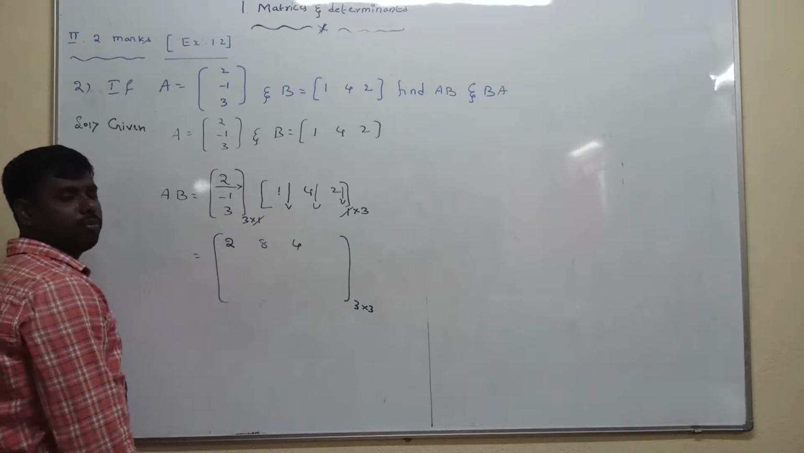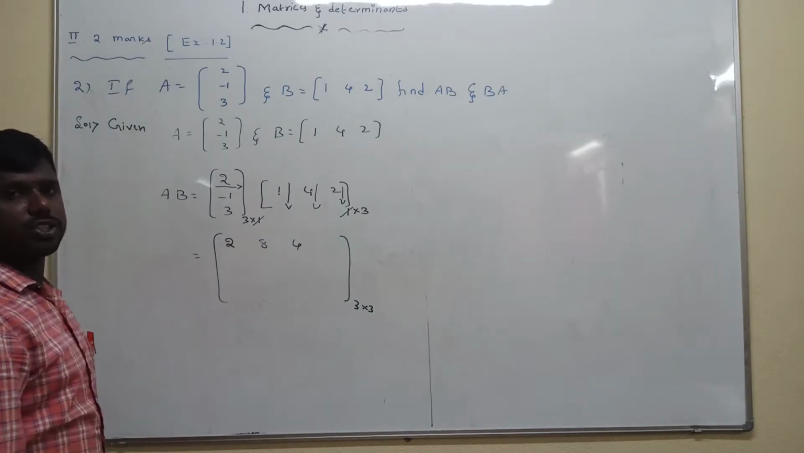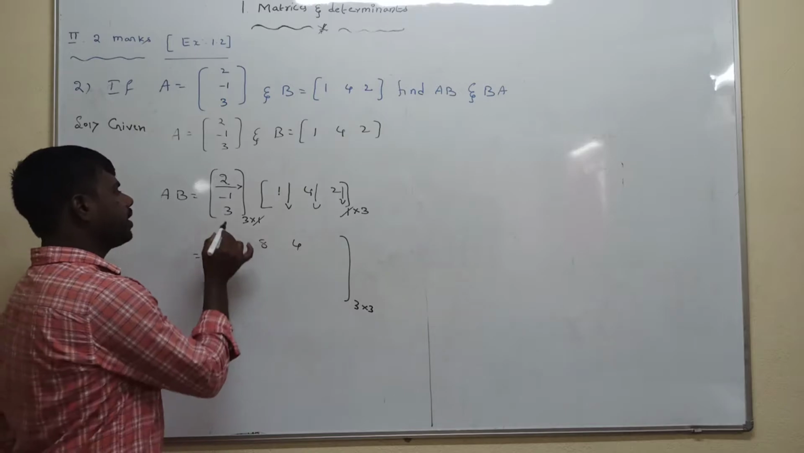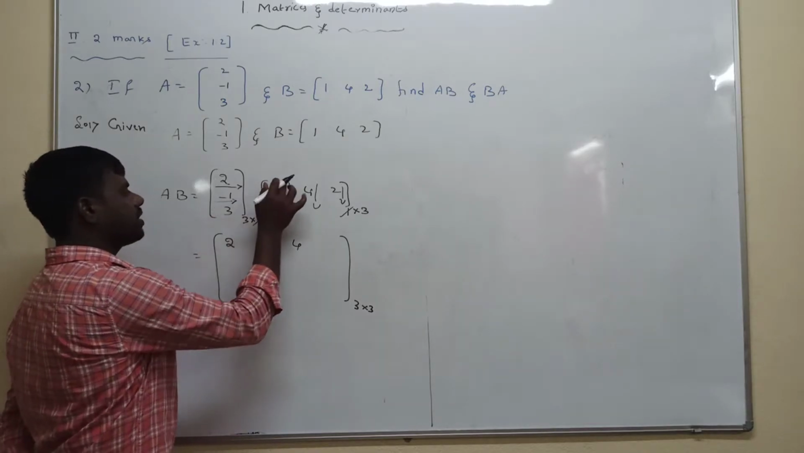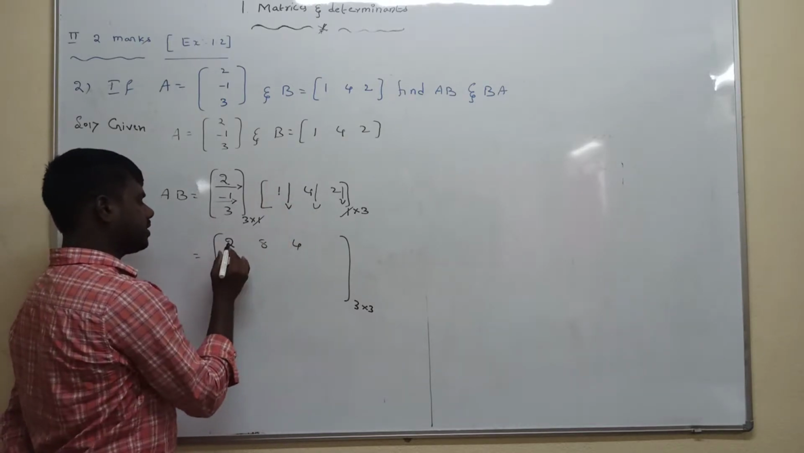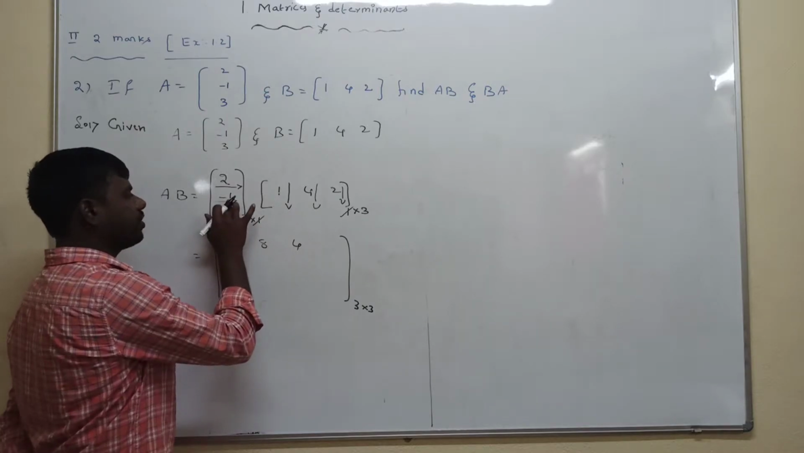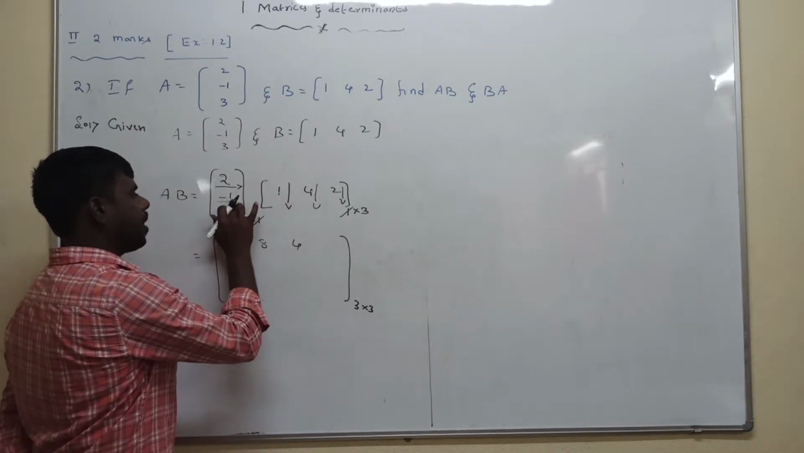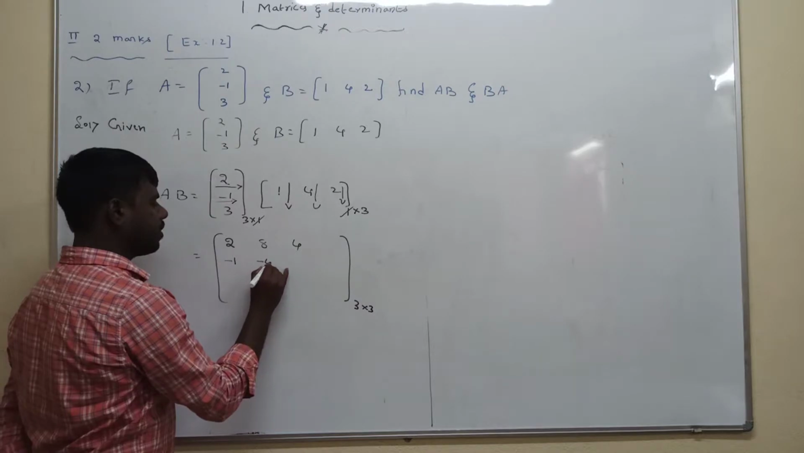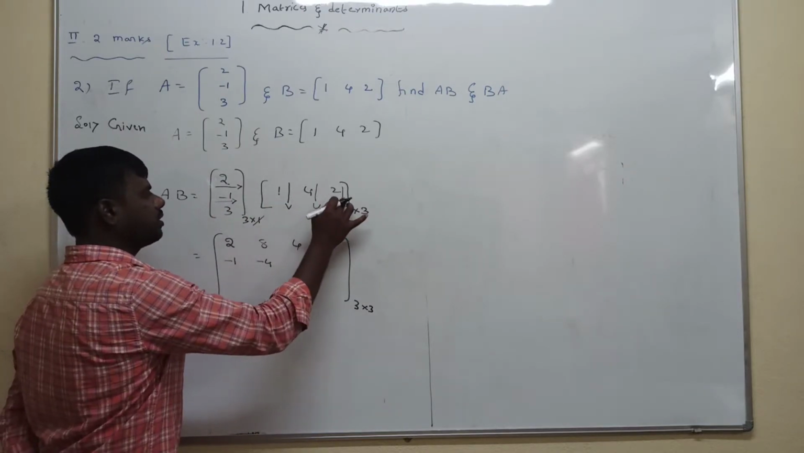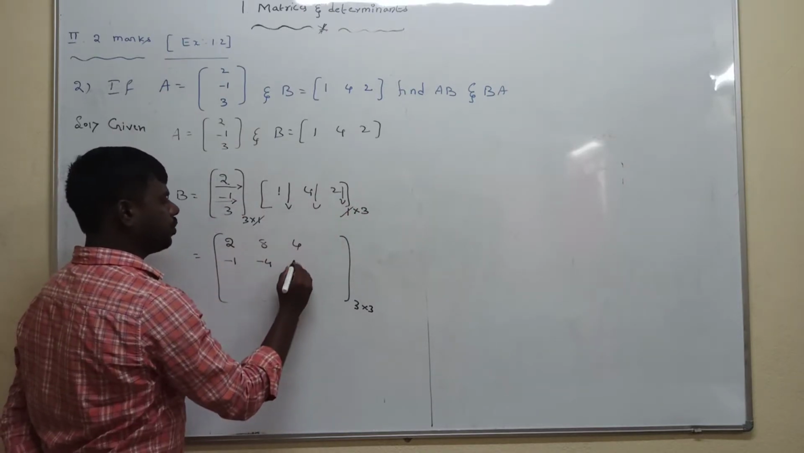So first row first column, first row second column, first row third column is over. Next we are going to second row first column. Minus 1 into 1 is minus 1. Now product with second row second column. Minus 1 into 4 is minus 4. Now product with the second row third column. Minus 1 into 2 is minus 2.